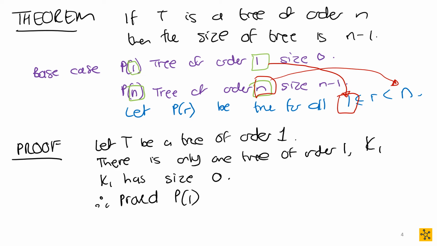So again, with this base case, we say let T be a tree of order 1, and then we go from a tree of order 1 to prove that its size is 0. And we just do this by knowing that the tree of order 1 is actually the complete graph with one vertex, and we know the size of a complete graph with one vertex. So we utilize that, we get the results. So we've taken A to prove B, just a direct proof.